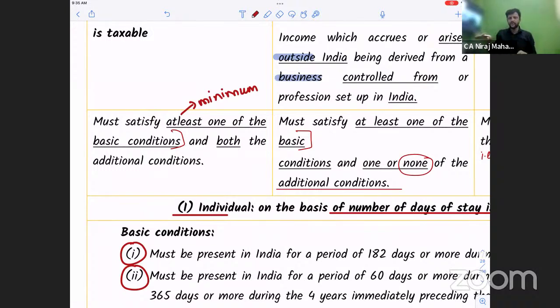Now to go to ROR or RNOR, it depends on additional conditions. I'll repeat myself. Whether you're resident or NR depends on basic conditions, and now ROR or RNOR depends on additional conditions. Clear or no? All of you clear till here? Yes, sir. We'll go ahead.